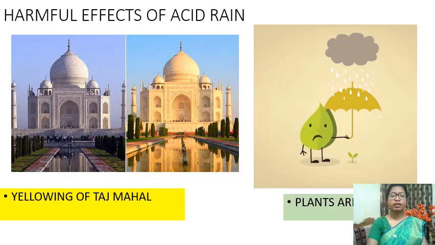So what are the harmful effects of acid rain? As you can see here, you all must have visited the Taj Mahal, and it looks very beautiful and magnificent with white marble. But now what is happening? The Taj Mahal is turning yellow in color. This is because of acid rain. So the harmful effects of acid rain are that it corrodes monuments and buildings, and it also affects the plants.